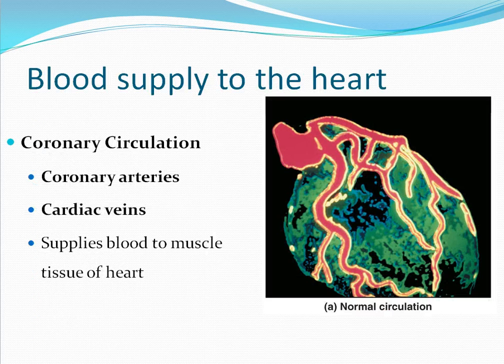The muscle of the heart wall needs its own circulatory system. This is known as the coronary circulation. It is made up of the coronary arteries and the cardiac veins. The function of the coronary circulation is to supply blood to the muscle tissue of the heart.